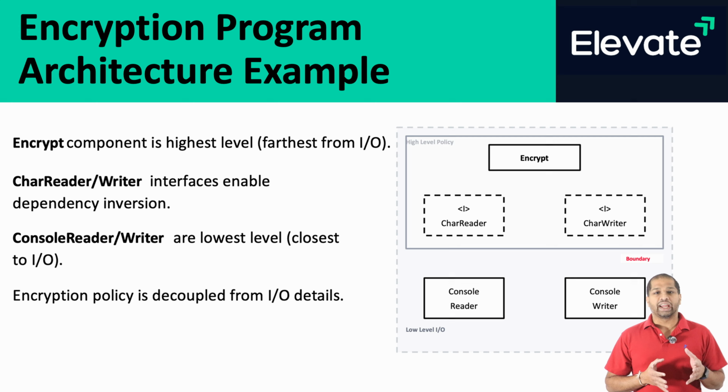A classic example of this is the encryption program. The high-level encrypt class, which contains the core policy, depends only on abstract interfaces like char reader and char writer. The low-level I/O components like console reader implement these interfaces. This is dependency inversion in action, ensuring the core policy is completely decoupled from the volatile I/O details.